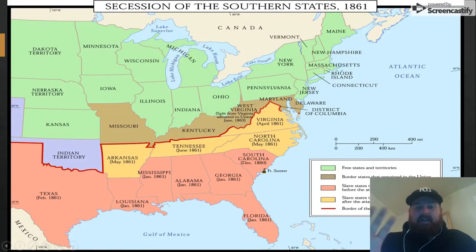We look right here, there's a little map. You see all the states in red are the ones that seceded before the attack on Fort Sumter. The ones in yellow are the ones that joined the Confederacy after the attack on Fort Sumter. The brown states are all slave states, but they were all still on the side of the Union. Then all the green states were free states. And that red line kind of separates the two.